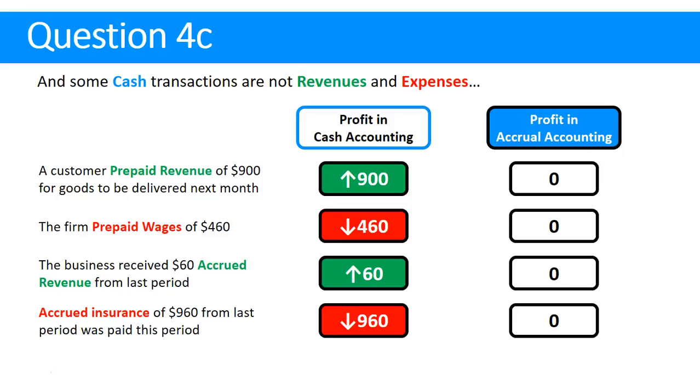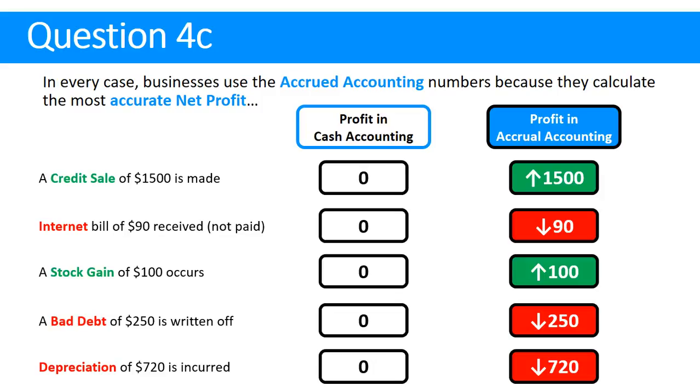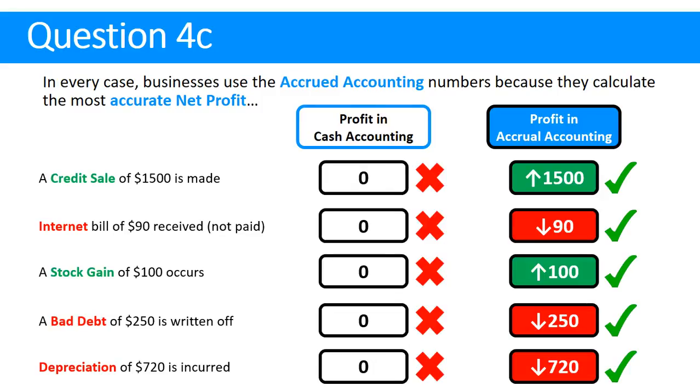It was an expense last period. So in each of these examples, the method of accrual accounting, those were the numbers that were actually correct. They're the ones that are going to get you the most accurate profit. So there's all the examples we just went through. The cash accounting figures are wrong. The accrual accounting figures are correct.